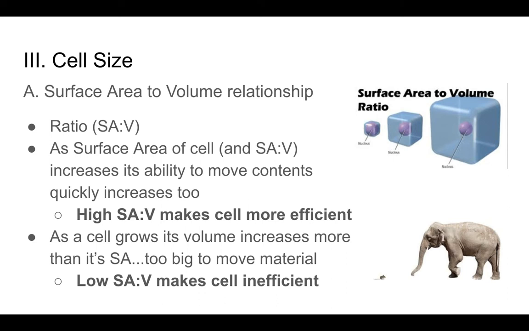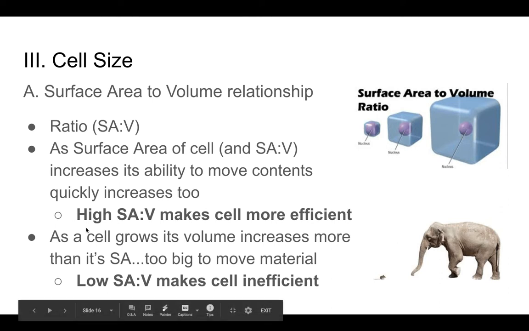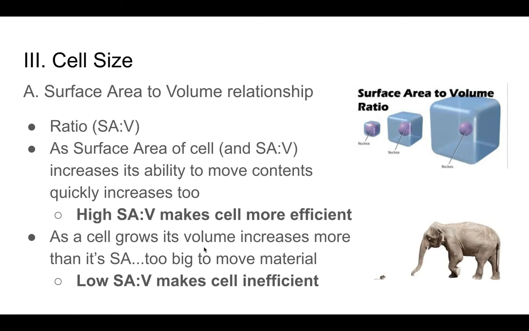So, last bullet here. The converse of what we stated before, if you have a low or small surface area to volume relationship, that makes the cell inefficient. So we're always wanting to strive for high surface area compared to volume so that there's more space or more membrane to move molecules across.